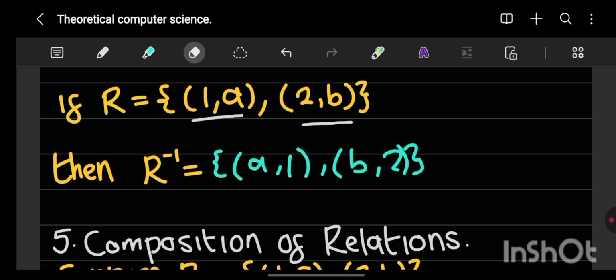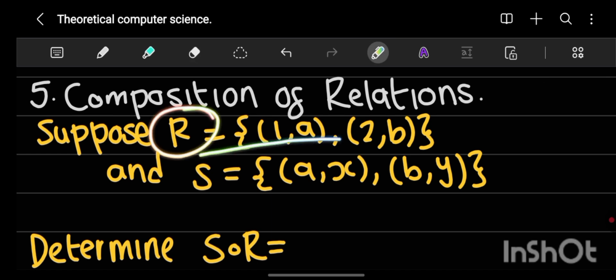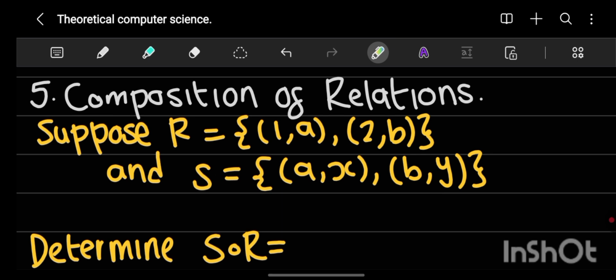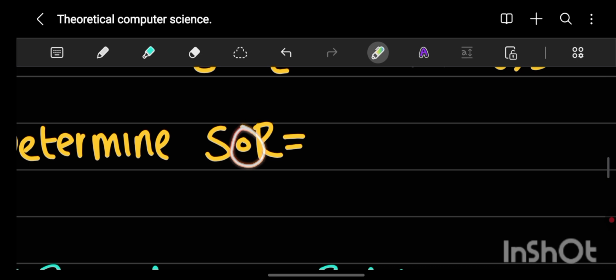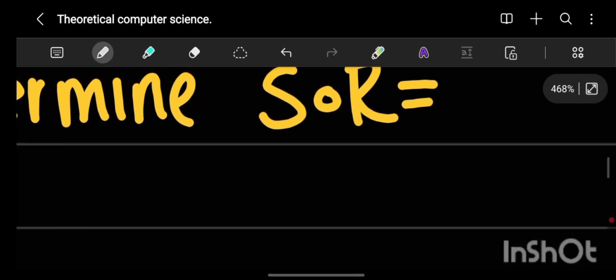Okay, let's talk about the composition of relations. Suppose you have R as this and S as that. Obviously it's a relation because you have a pair of Cartesian products, and it's not the whole Cartesian product, it's just a subset of a Cartesian product. So now if you were to determine the composition, we use that little circle there. The composition in this case would be, okay, I think I write it here.